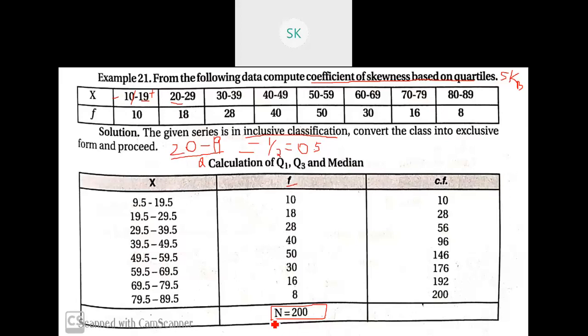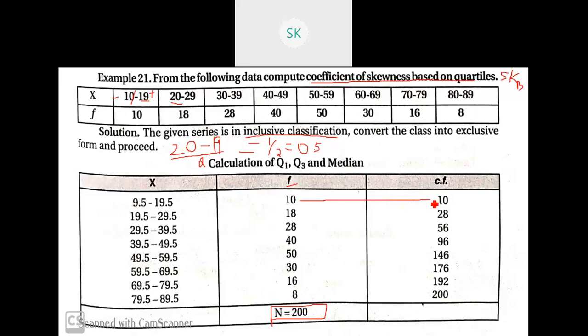So we converted the class intervals from inclusive to exclusive, and after that we copied down the frequencies. Now we are supposed to calculate the cumulative frequency, which is the addition of the frequencies. First you write down the same number, 10, and then you add up the numbers one after the other. So 10 plus 18 is 28, 28 plus 28 is 56, and like this we go on adding.